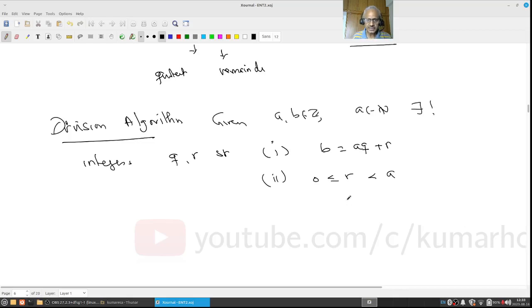Do you understand this? And when I say unique, what is unique? If you write B equal to some AQ1 plus R1, and that is also equal to AQ plus R, then I am claiming Q equals Q1 and R equals R1. That is what uniqueness means.